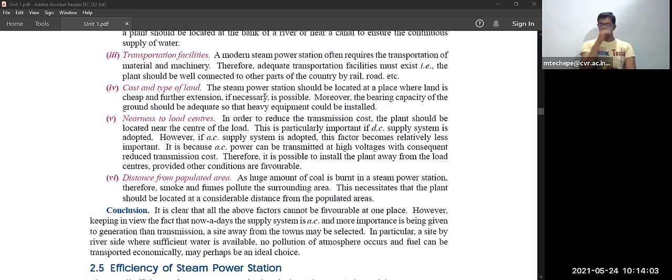So that is very important. In order to reduce the transmission cost, the plant should be located near the load center. This is particularly important if a DC system, an HVDC system, is adopted. If it is located near, it is very easy compared to AC. However, if AC supply is adopted, this factor becomes relatively less important. This is because AC power can be transmitted at high voltages, with consequently reduced transmission cost.